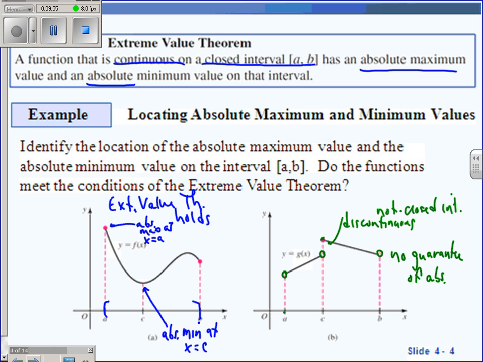Okay, you can see in this graph there is actually an absolute maximum. It would occur right here. So there is an absolute maximum at x equal to c, but there is no absolute minimum. There's not one guaranteed by the extreme value theorem.